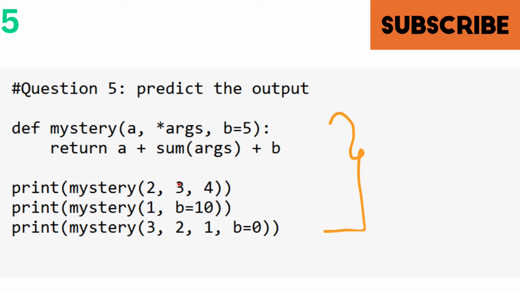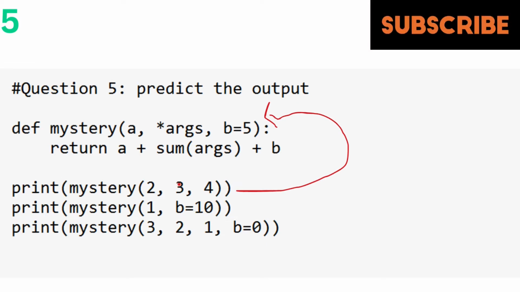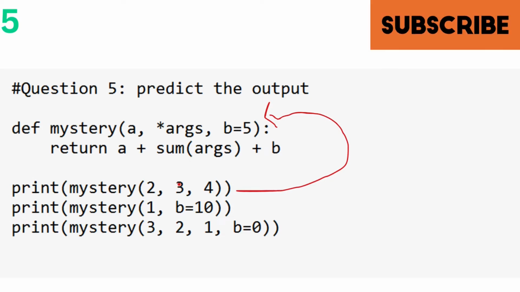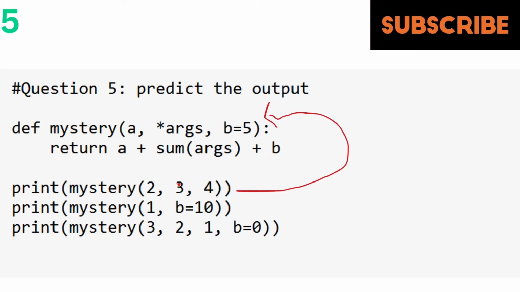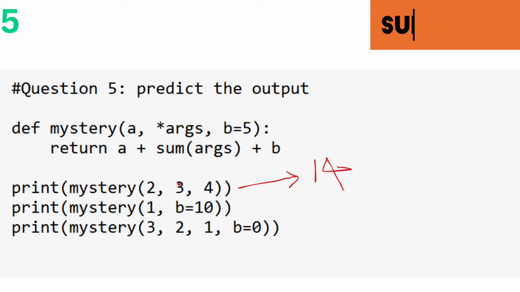And we have some function calls as well. So the first function call, mystery, we are passing the values 2, 3, 4. So now what happens? a is assigned 2, and 3 and 4 will be taken as arbitrary positional arguments here. So it will be taken into a tuple. That's how it works. I hope you remember that. And b's value will be the default one. So b is equal to 5. So 2 plus 3 plus 4 plus 5. Yes, it is 14. So our first output is 14.